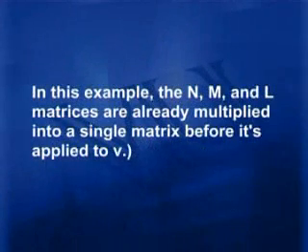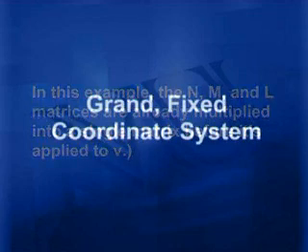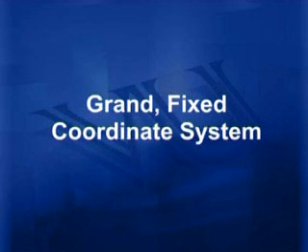We have developed the basic understanding that this is the order in which evaluation would be taking place, but for all practical purposes, by the time it is the vertex's turn to have the model view matrix applied, the model view matrix is already prepared, having gone through all those successive matrix multiplications that were required for the desired transformations. So the matrix multiplication operation on vertices happens only once. In this example, the N, M and L matrices are already multiplied into a single matrix before it is applied to the vertex V. Now let's talk about the grand fixed coordinate system.